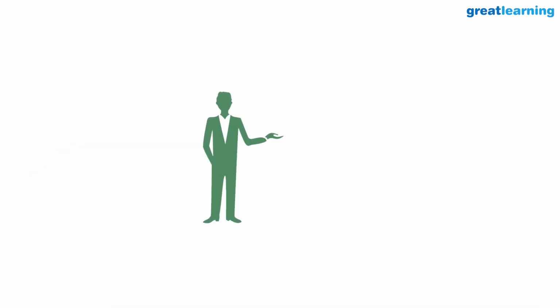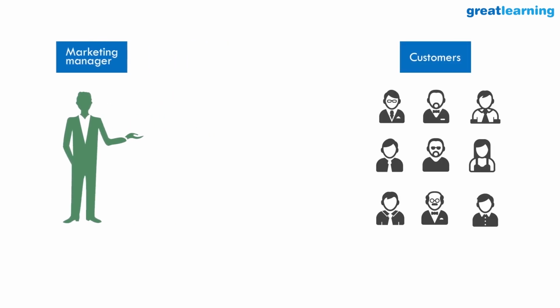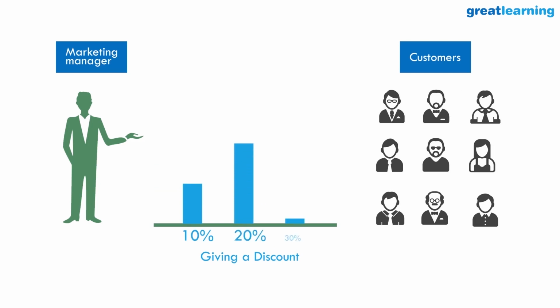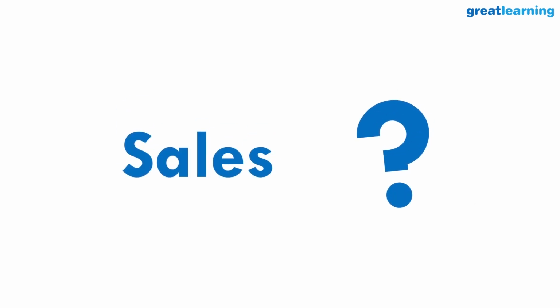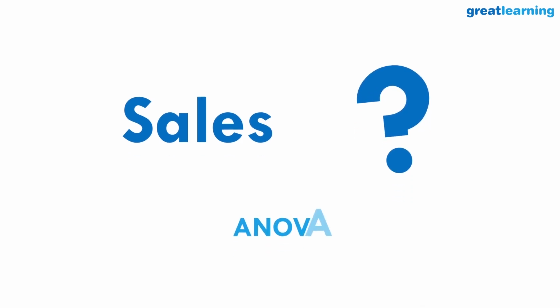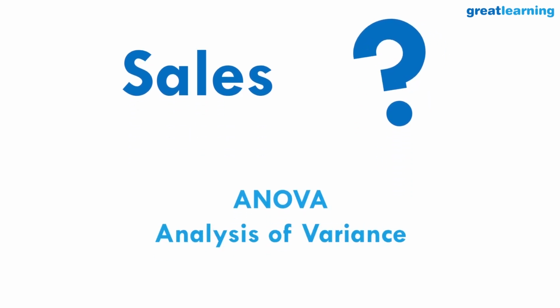Let's take some examples. A simple example is that a marketing manager wants to understand whether giving discounts to customers is increasing the sales or not. Let's say, for example, he wants to understand whether a 10% discount level is good, or a 20% discount level is good, or a 30% discount level is good. Which of these levels would increase the sales? Or do they have any effect on sales at all? How do you answer this question? So perhaps you would look at a tool called analysis of variance.